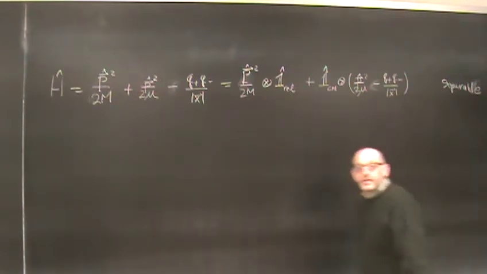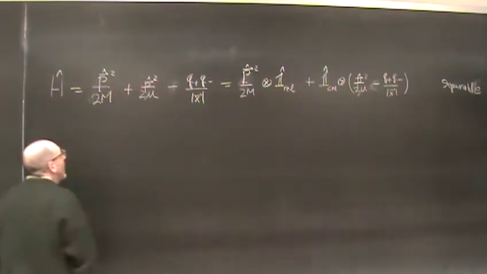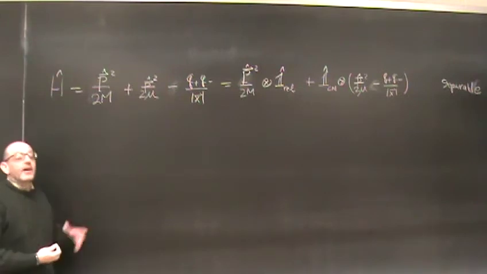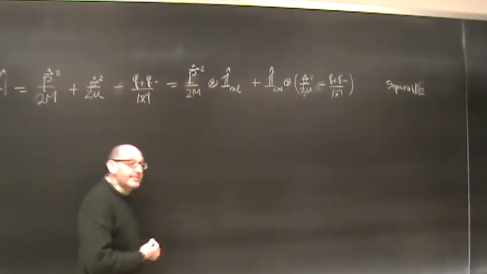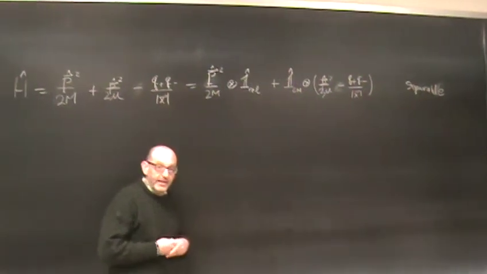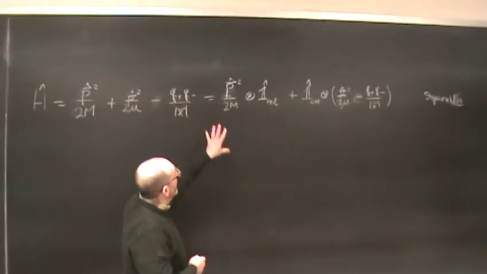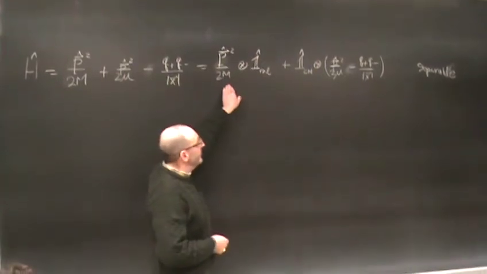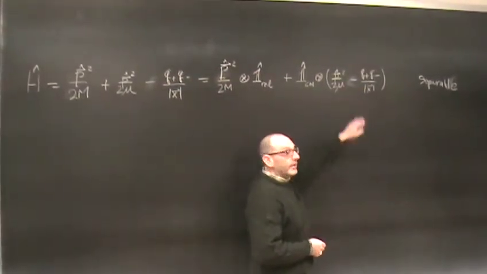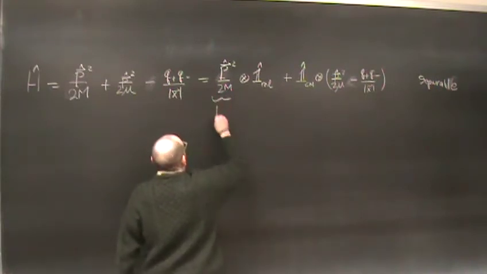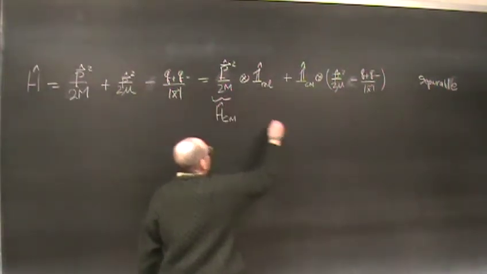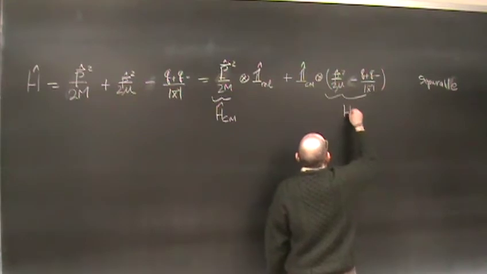Which means that there are eigenstates of the Hamiltonian which are product states, separable states, for the center of mass degree of freedom and the relative coordinate degree of freedom. Okay? So this is H center of mass, and this is H relative.